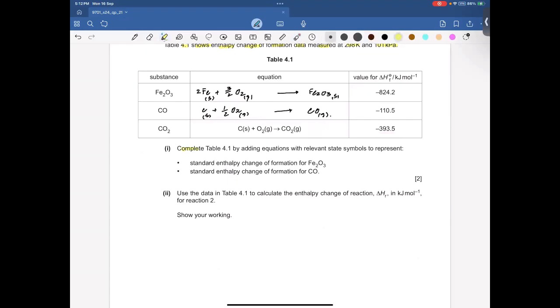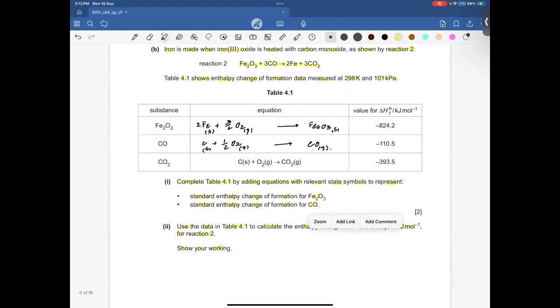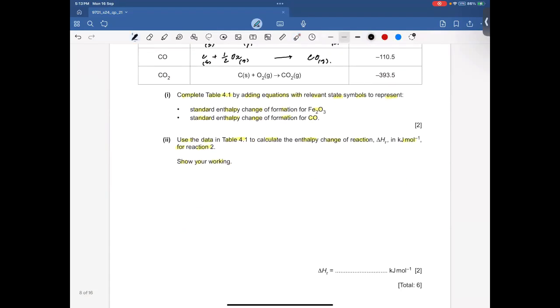Now examiner is asking to complete table 4.1 by adding equations with relevant state symbols. That's what I've done. Standard enthalpy change of formation of Fe2O3, standard enthalpy change of formation for CO. Use the data in table 4.1 to calculate the enthalpy change of reaction in kilojoules per mole for reaction 2. Show your working. So let me write the equation again. This is basically extraction of iron through hematite ore. That's the equation you have done in O level chemistry. So let me write it down again.